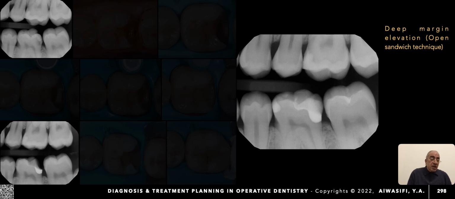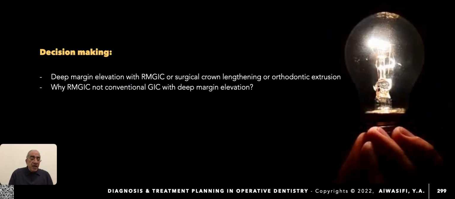And you could note the radiographs, bite wing radiographs. How much it is a helpful and useful tool in diagnosis and in following up this condition. That's why the decision making is a little bit tricky, and you should use all your skills in critical thinking. Decision making is deep margin elevation with resin modified glass ionomer, surgical crown lengthening, or orthodontic extrusion. And why resin modified, not conventional GIC with deep margin elevation?